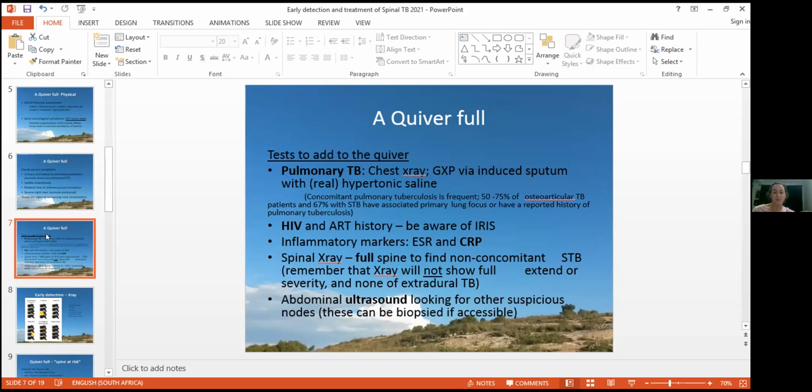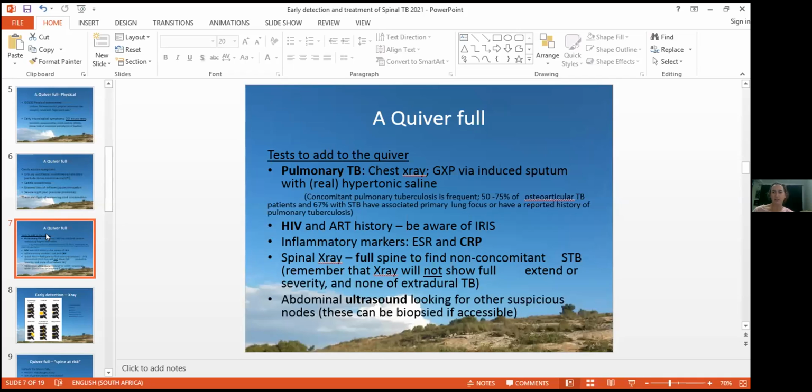And remember that the x-ray will not show the full extent of the severity, and an x-ray that's clear doesn't exclude extradural TB spine. So spinal x-rays are good, but they aren't absolute in terms of their diagnosis. Just remember that they have limitations. If you don't see the classic presentation on x-ray, it doesn't necessarily mean that TB is not there. So TB is a tricky one because you can't definitely exclude it. You can't definitely always include it. So this is why the whole quiver full of arrows approach seems to be better.